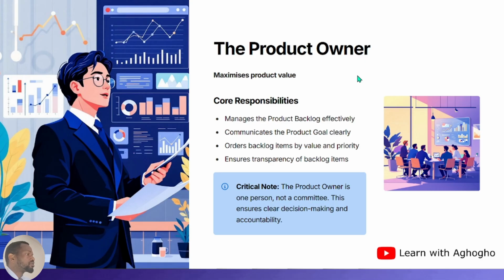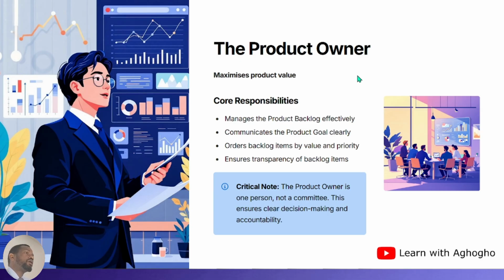The role of the product owner is to maximize product value. Core responsibility. Manage the product backlog effectively. Communicate the product goal clearly. Orders backlog items by value and priority. Ensures transparency of backlog items.